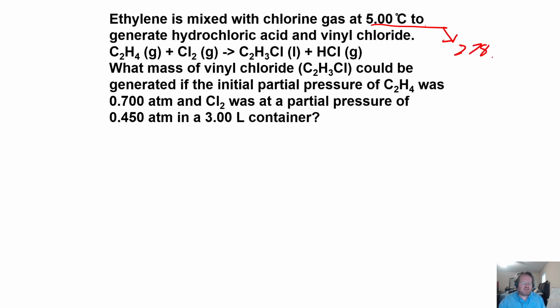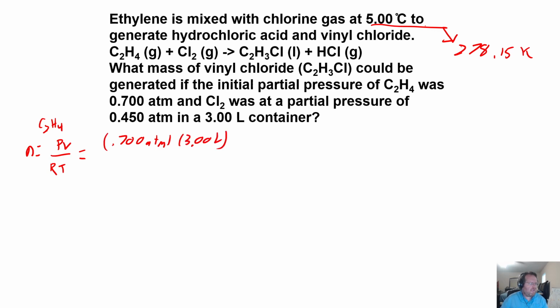So this becomes 278.15 Kelvin. Now, I need to know the moles of each and then convert it over to moles of vinyl chloride. So if you rearrange PV equals nRT, you get n equals PV over RT. So first, I'm going to do it for the C2H4. We'll do that first. Its partial pressure is 0.700 atmospheres. Its volume is 3 liters.